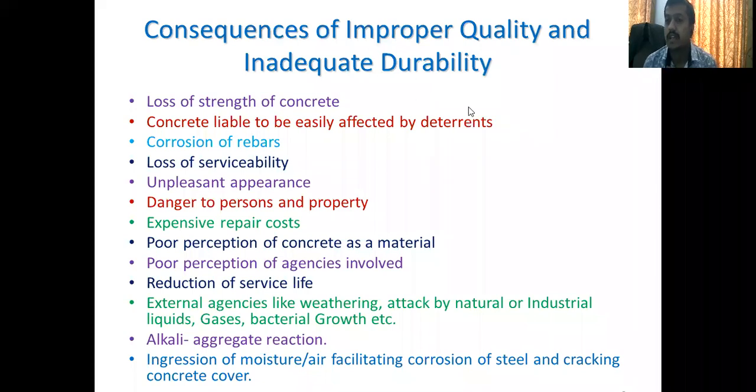Okay, so if you have the inadequate durability, काय होऊ शकतं जर सर तुमचं स्ट्रक्चर जर ड्युरेबल नाहीये तर definitely there will be the loss of strength of concrete. Okay, then it is easily affected by the deterrents. Deterrents means whatever the attack which is going to happen due to the weathering actions and other chemical attack. Then corrosion of the rebars, whatever the reinforcement that you are using, that gets corroded. Loss of serviceability, unpleasant appearance, danger to the person and the property, then expensive repair cost ultimately.